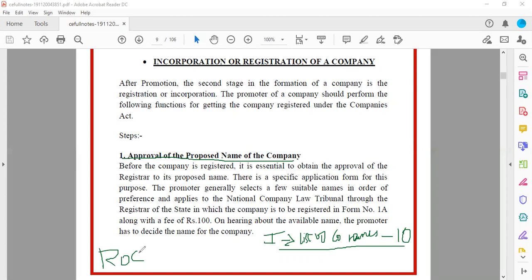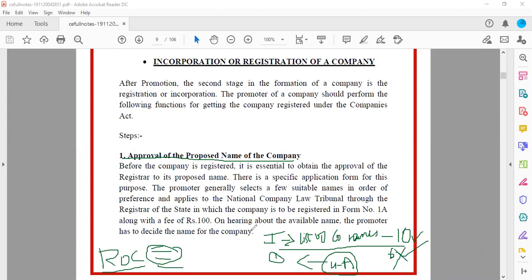So that is why they ask the company owners to give a list of names and not only 1 or 2 names. Once they give the list of names, the ROC is going to sit and check all that, and then he will give you 1 or 2 names which are available. Let's say out of 10 names, 6 names were already existing and 4 names were available. So for the 6 names, we cannot do anything. We cannot keep those names at all. Now 4 names were available. Out of 4 names, I have to select 1 name and keep that for my company.